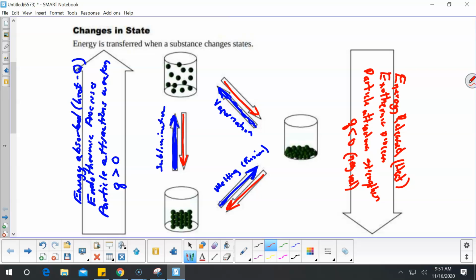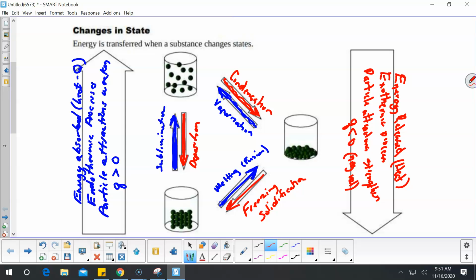So in other words, if we're going from a gas here to a liquid, this is condensation. If we are going from a liquid to a solid, that would be called freezing. Or it could be called solidification. And if we are going from a gas to a solid, skipping the liquid phase, we call that deposition.